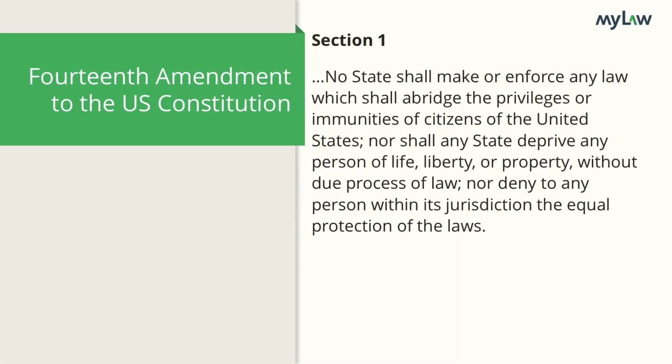The 14th Amendment to the US Constitution extends the Due Process Clause to the states. This amendment was added to the US Constitution following the Civil War in the 1860s. It was passed by the Congress in 1866 and ratified by the states in 1868.